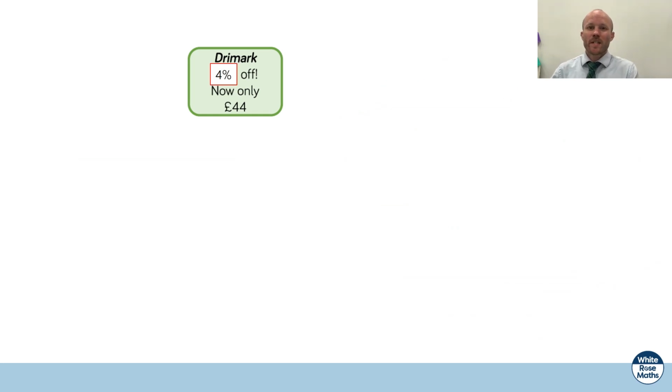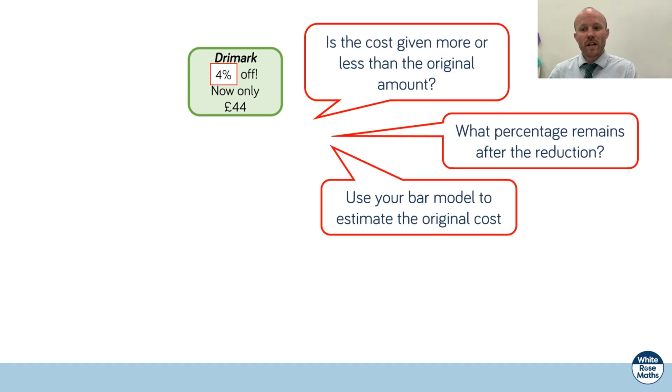So the previous example for Drymark used 20%. It's not always going to be such a usable value, but it's nice to still use bar models to demonstrate the question, because all of those key questions are still valid. Is the cost more or less than the original amount? What percentage remains? And quite importantly, use your bar model to estimate the original cost, just to give students an idea of what their answer should look like.